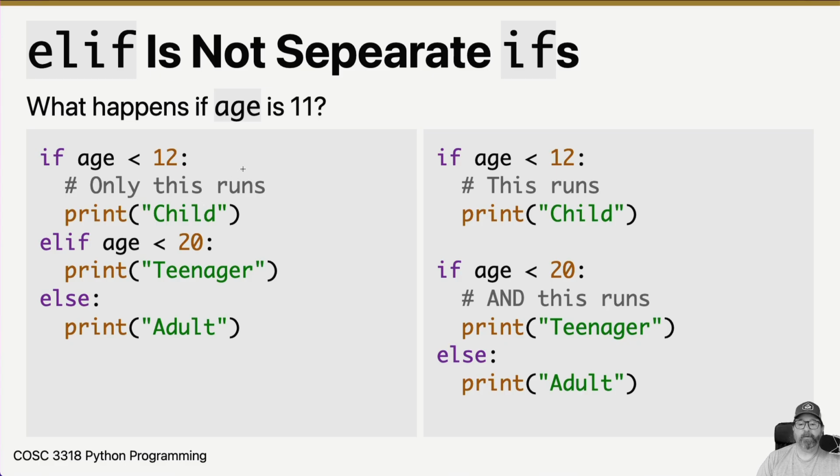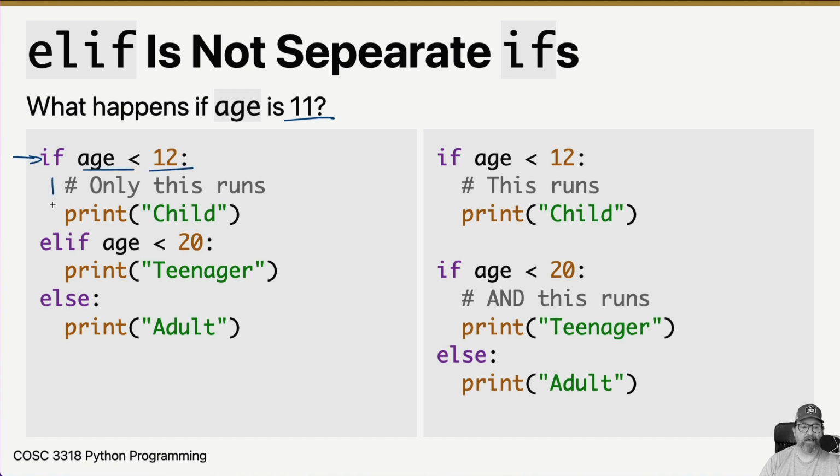I want to point out that having if, elif, else is different than having separate ifs, okay? These two ifs are not together. They're not part of the same thing. They're separate if statements, whereas this elif is tied to that if. So just like we had in the last one, if age is equal to 11, what happens? It'll come here and it'll say, is 11 less than 12?